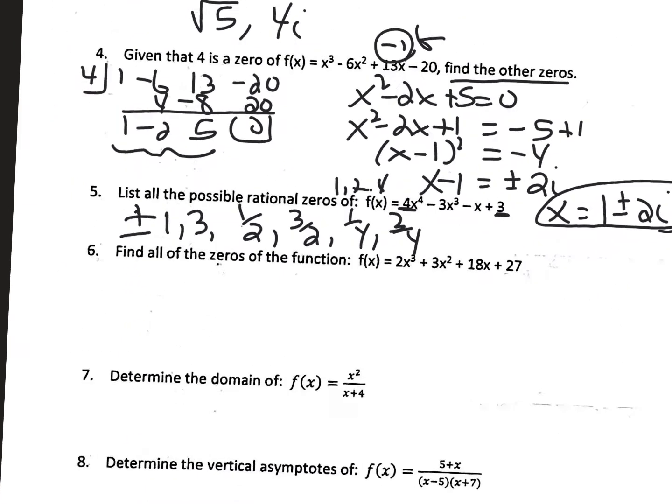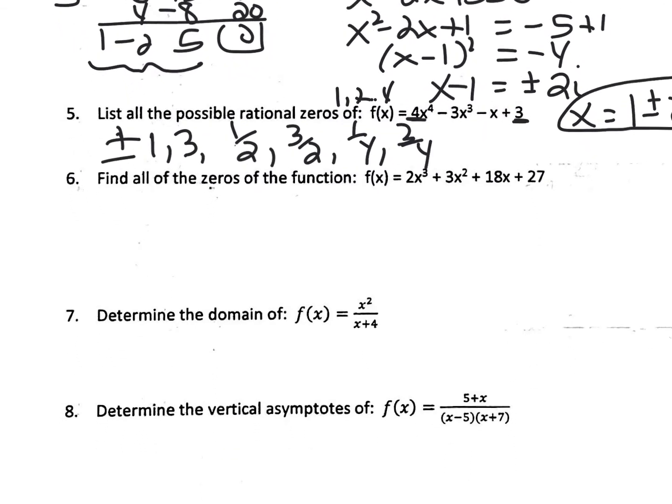Number 6 says find all the zeros of that function. First thing we'll do again is make a list. So I'm putting all the factors of 27, which are 1, 3, 9, and 27, over all the factors of 2, which are 1 and 2. Plus or minus 1, 3, 9, 27, and then 1/2.